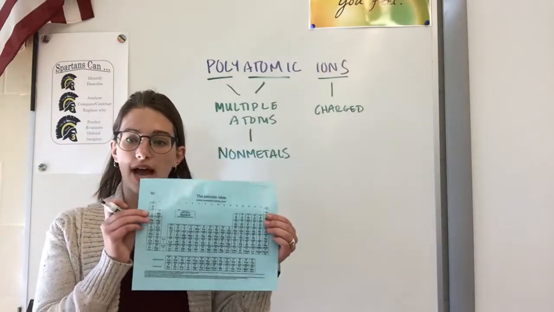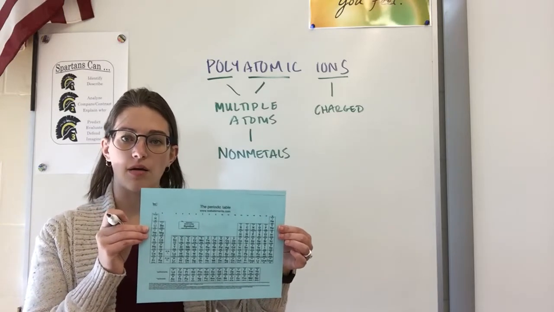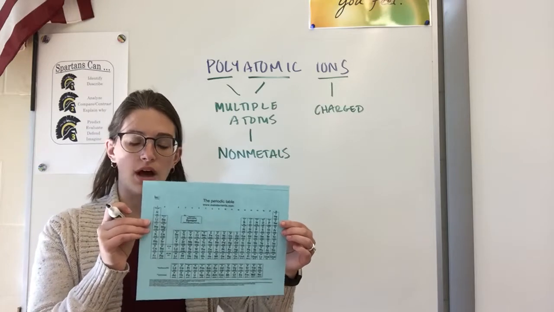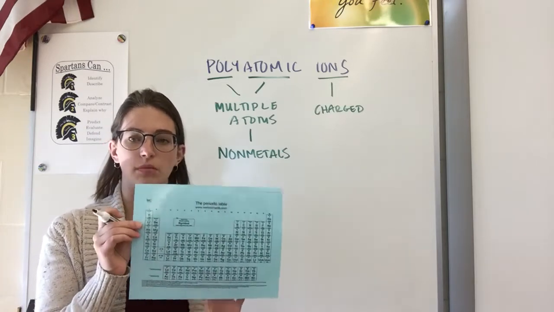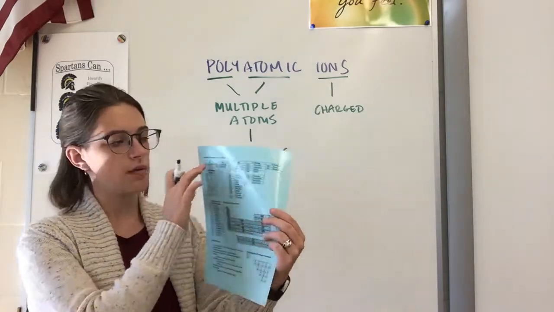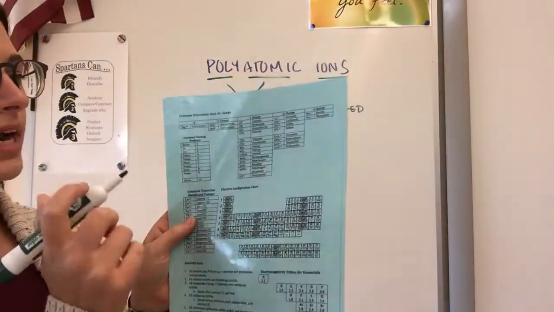If you don't have a copy of the periodic table, the ones in my class are blue and laminated. I also have white copies available that you can keep with you. They're all exactly the same. It doesn't matter whose class you're in, it's the same periodic table. If you flip it over onto the back and rotate it, up here at the top, there's a whole table of compounds, and it has their name, their formula, and then they're sorted by charge.